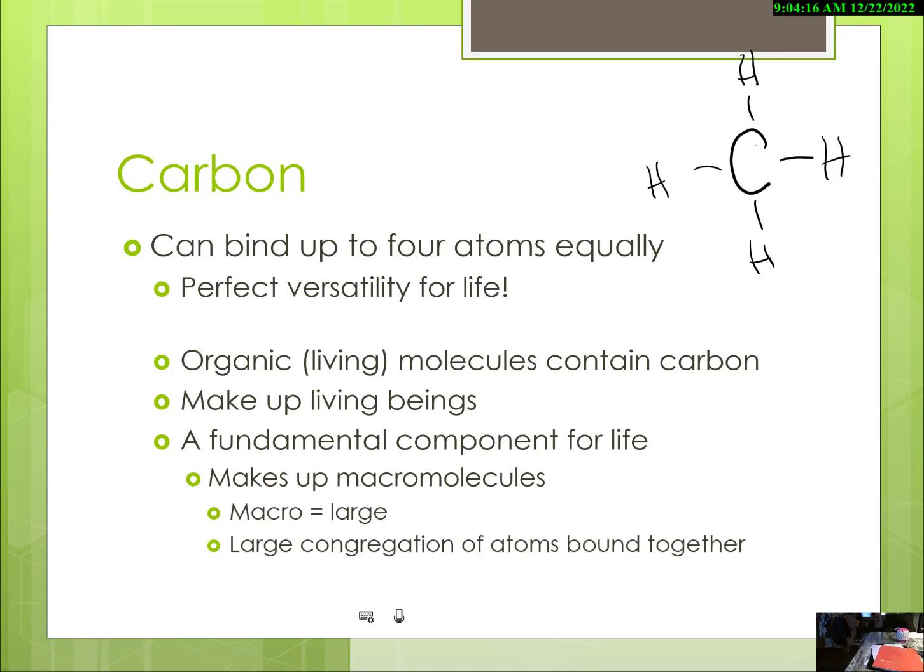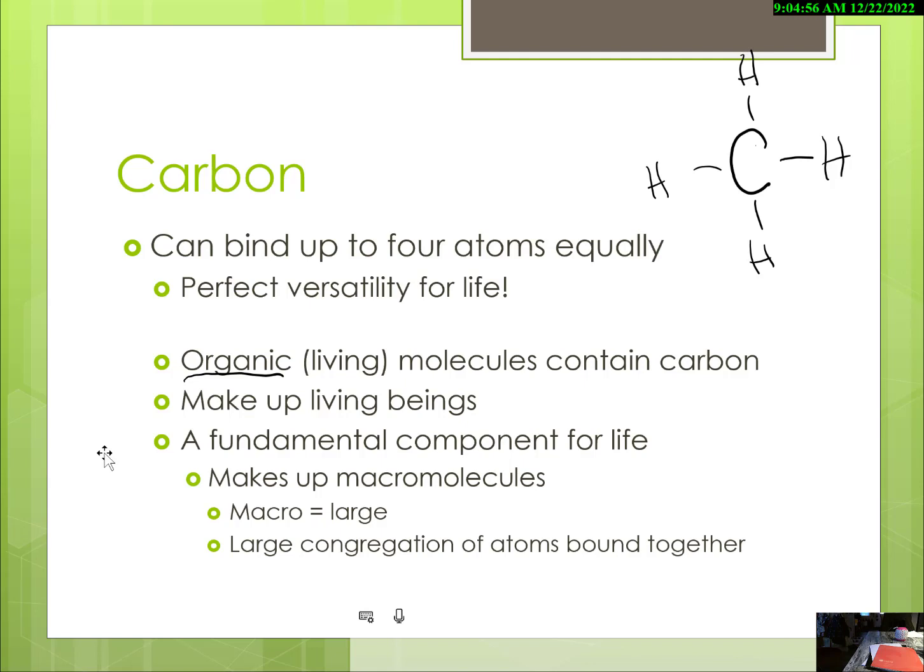But because of these 4 cardinal directions that carbon's bonds go in, it makes it very, very versatile, and it's actually the building block for most of the molecules in living structures. We'll call these organic molecules. And the organic molecules contain carbon. They're used in life, and they make up living beings no matter what size, from a single cellular organism all the way up to the biggest tree. These are typically made of carbon-containing molecules.